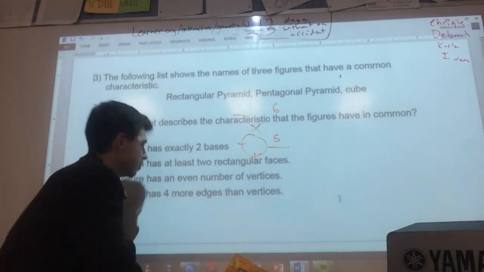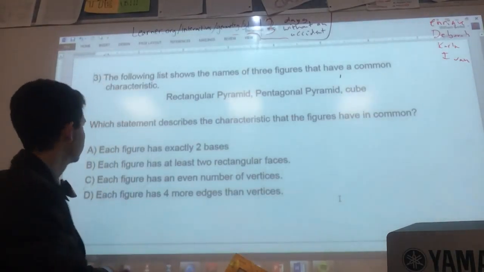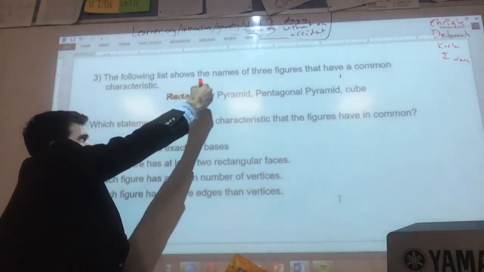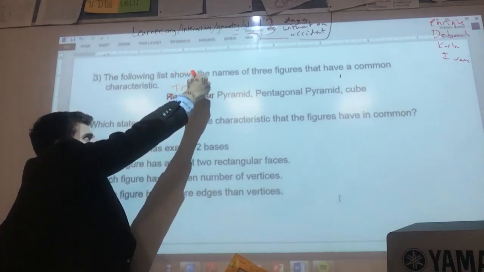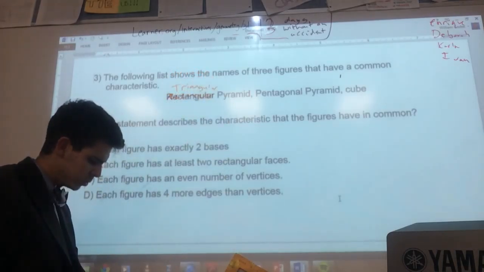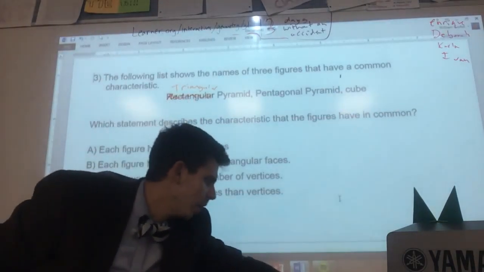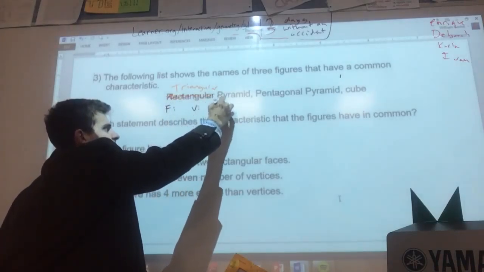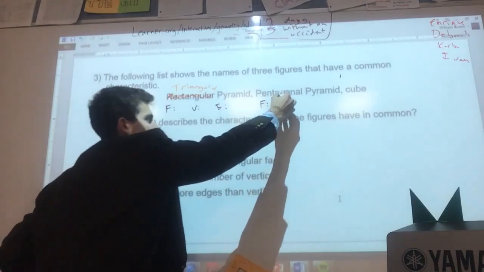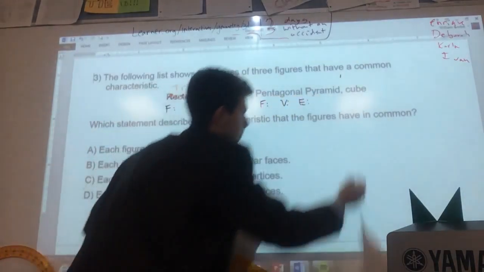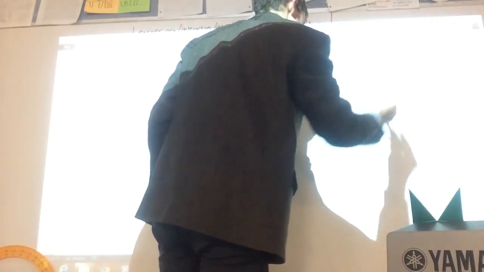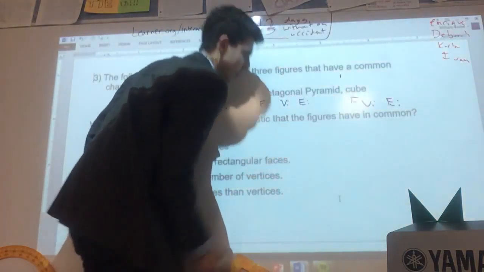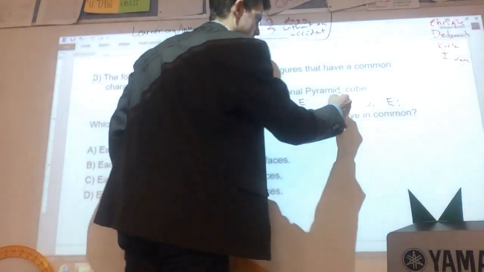Okay, the following list shows 3 names with 3 figures that have a common characteristic. And as I instructed everyone, please change this to triangular pyramid. What we're going to do is count up the number of faces, vertices, and edges in each. And this is going to give us some picture of what the similarity between these 3 shapes is.